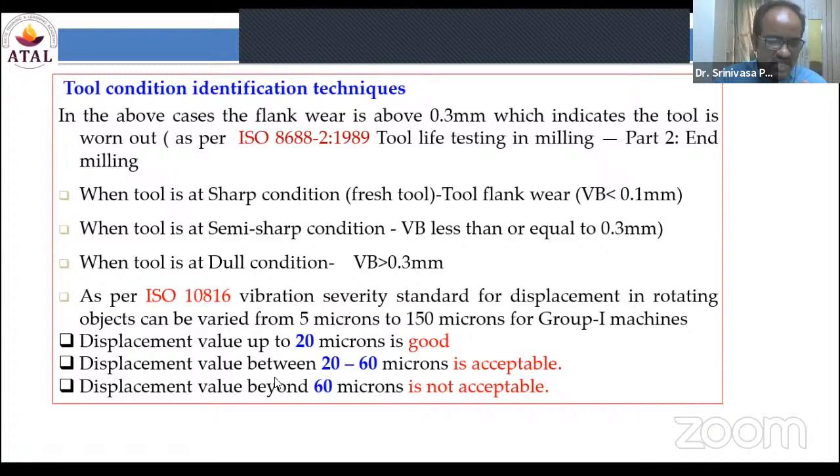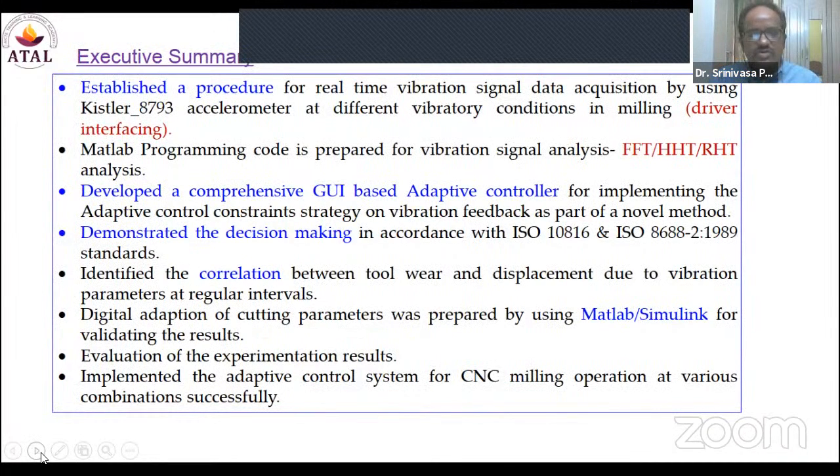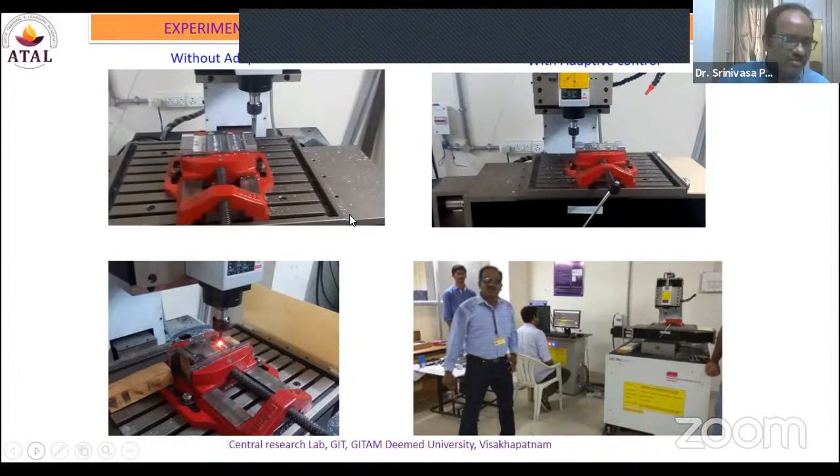When there is deviation out of this particular group, you need to take a decision. So we were able to establish the logic with the help of FFT and HHT, and I'm going to show the execution of this. So all of you please go through this particular video. This is without adaptive control. This particular right side video is with adaptive control. I'm going to switch on both the videos and you try to identify the difference. I'm going to discuss this later.